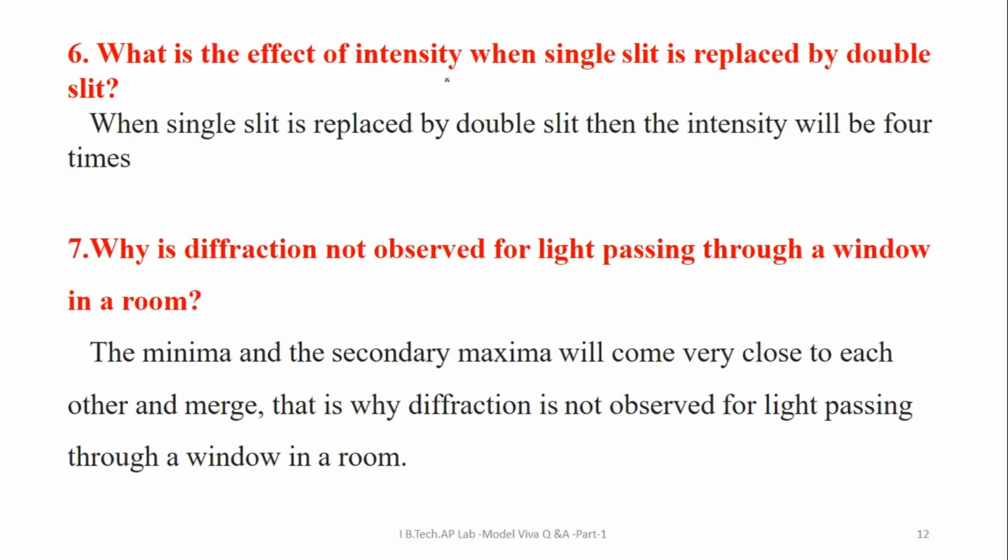What is the effect on intensity when a single slit is replaced by a double slit? Then intensity will be 4 times. Why is diffraction not observed for light passing through a window? The minima and secondary maxima come very close to each other and merge. That is why diffraction is not observed for light passing through a window in a room.